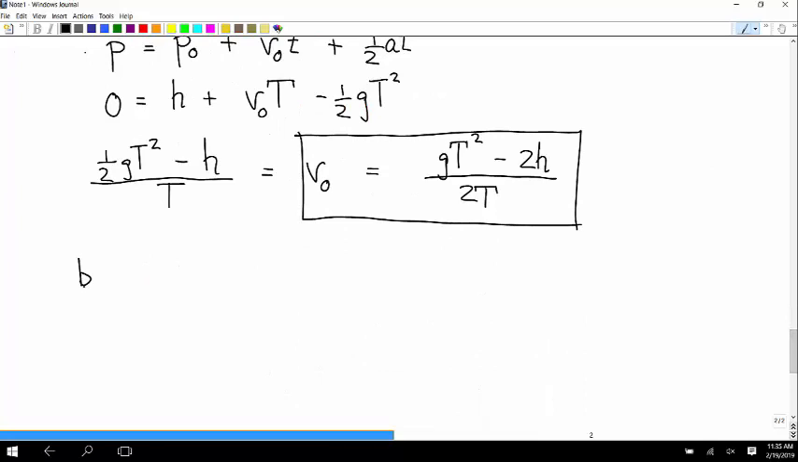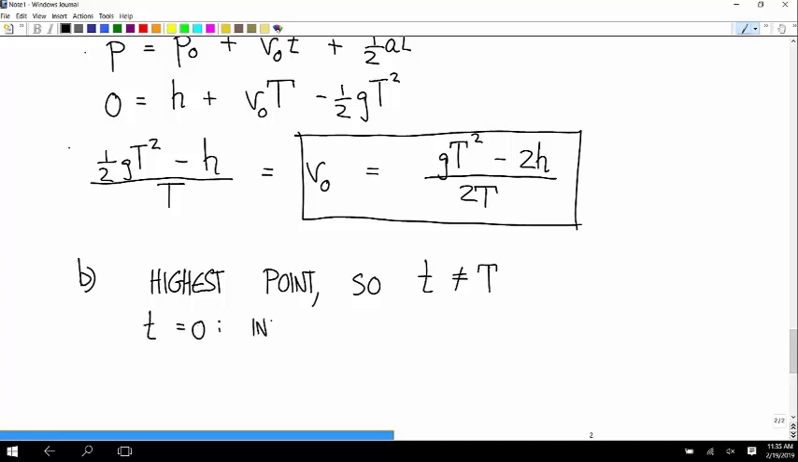And then for part B, now we're talking about the highest point. We're calculating stuff at the highest point. So T can't be equal to capital T anymore. Capital T is how long it takes to hit the ground. So we'll still keep T equals 0 to be the instant it's released.